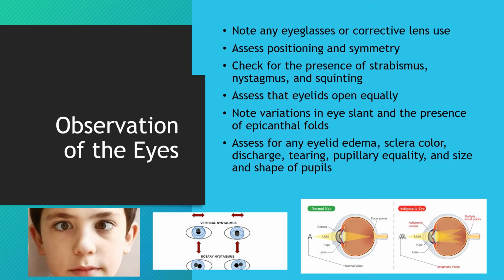We want to assess the positioning and the symmetry. Check for any presence of strabismus, which is that inability to align both of their eyes, usually called cross-eye. We want to look for any presence of nystagmus, which is that repetitive, uncontrolled movement of the eye, and if we note any squinting. We want to assess the eyelids and if they open equally. Failure of ability to open each eye equally is called ptosis.